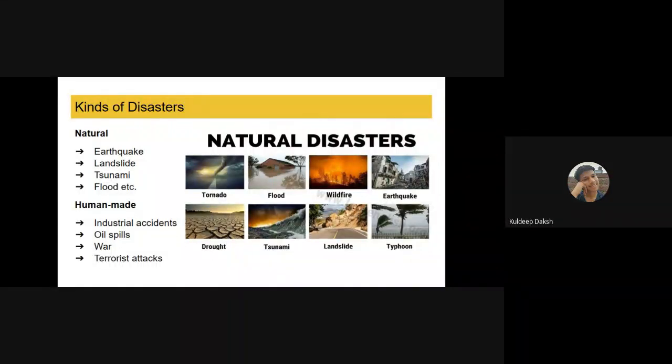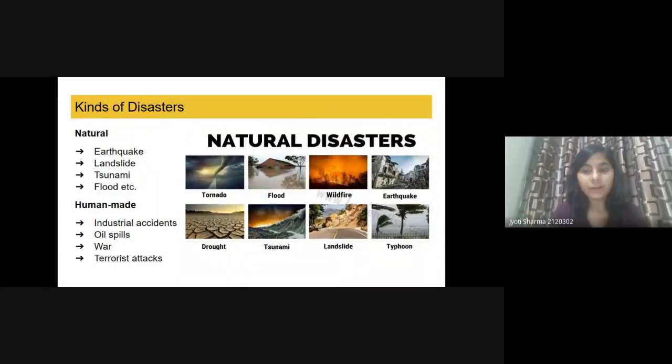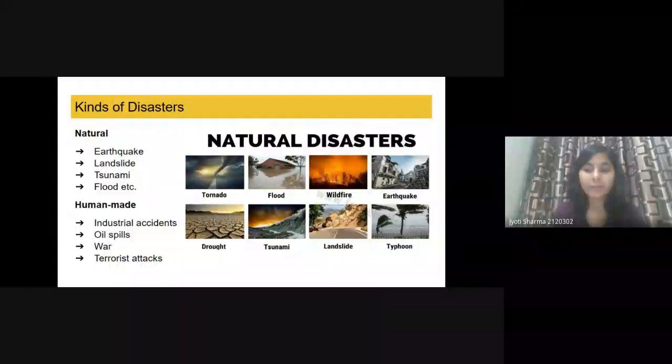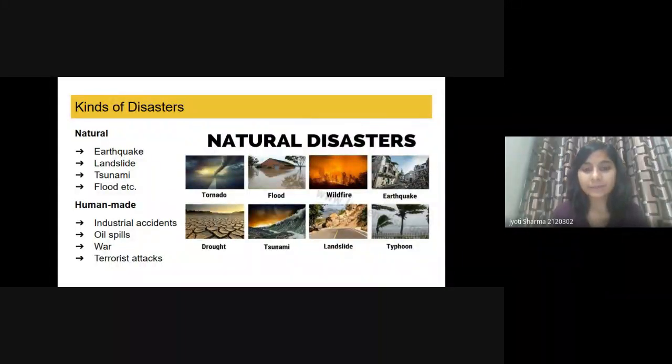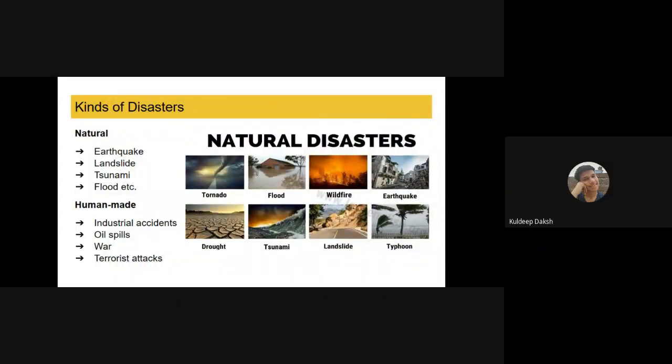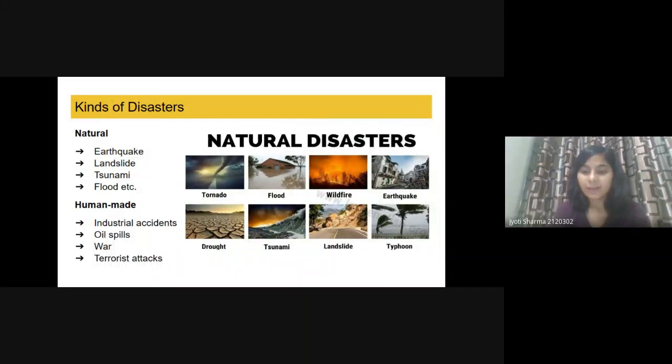Ma'am, flood. Flood, can flood be man-made? Yes, ma'am. If we construct a dam and the dam is broken, there will be a flood. Yes. And wildfire can also be human-made, right?